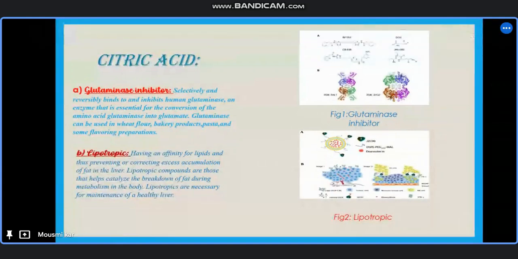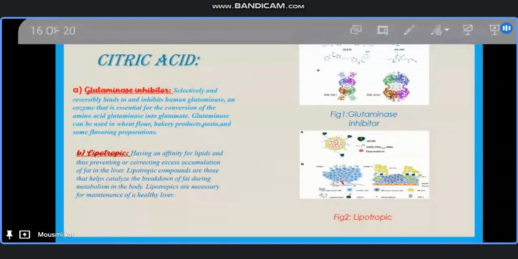The next is citric acid and its bioactivities. First, glutaminase inhibitor selectively and reversibly binds to and inhibits human glutaminase, an enzyme that is essential for the conversion of the amino acid glutamine into glutamate.